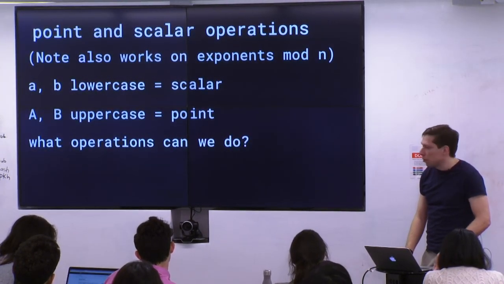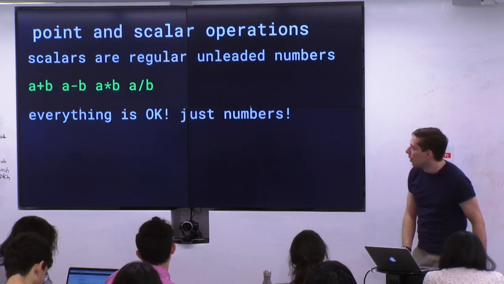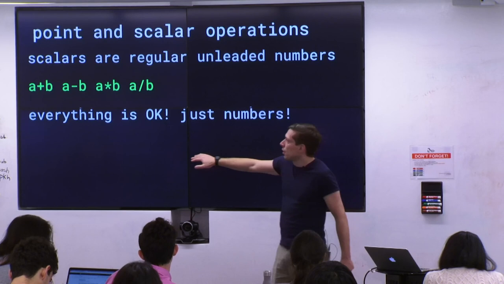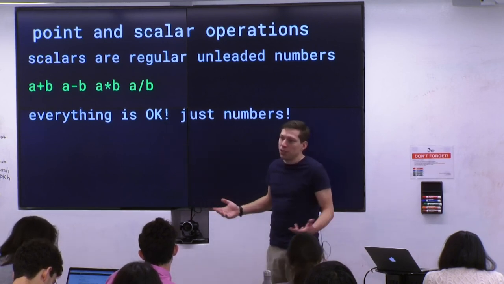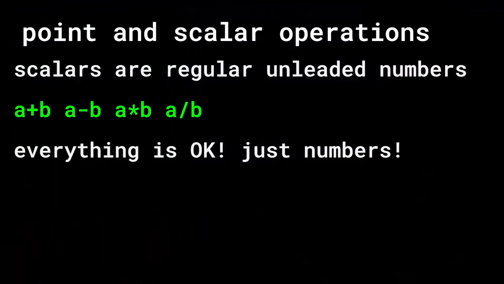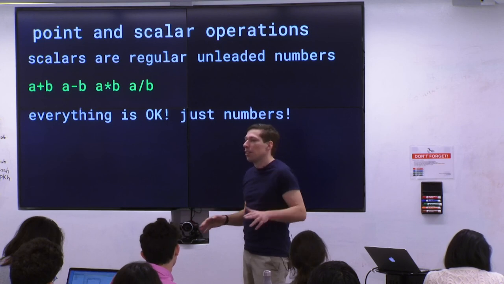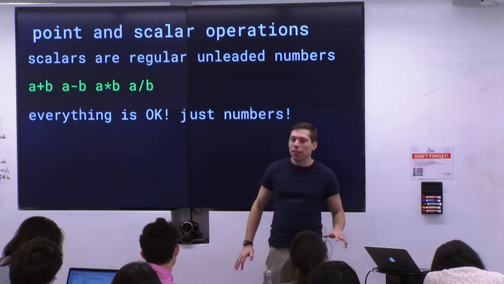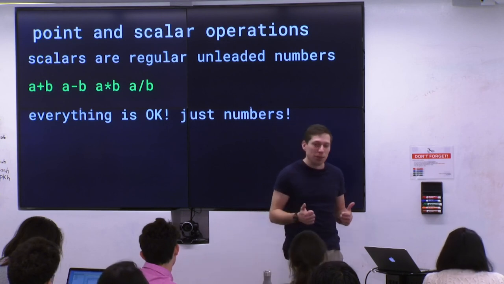Okay, so I'll go through what operations we can do, and then we can see what use those have. So first, scalars. You can add, subtract, multiply, divide. You can do whatever you want, right? These are just regular numbers like 5 or 17 or 22. Everything is okay, easy. Everything here is integers. We're doing modulo some big prime number, so there's no decimal points. I think in this class we'll probably never have to use floating point, which is great, because floating point always scares me.